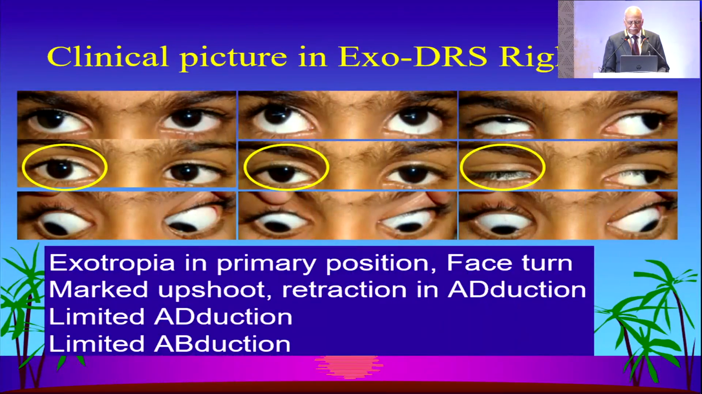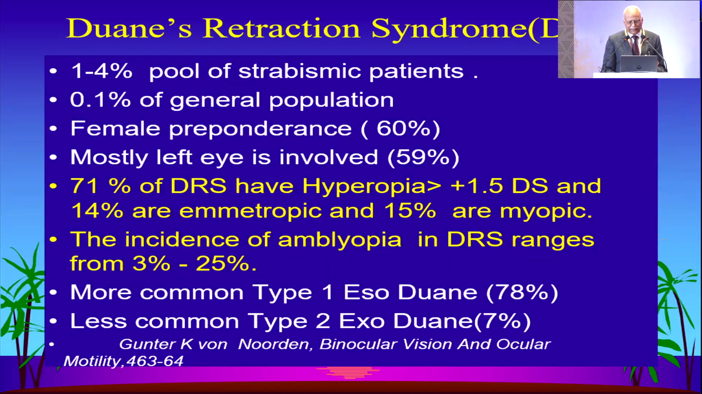Now here, this is an exo-DRS. What do you find? In the primary position, there is an exotropia of the right eye. Again, a limited abduction. But on attempted adduction, you find a retraction, narrowing, and upshoots and downshoots. Sometimes the exo-DRS are more horrific looking. So this is also a Duane's retraction syndrome, but the exotropic kind.